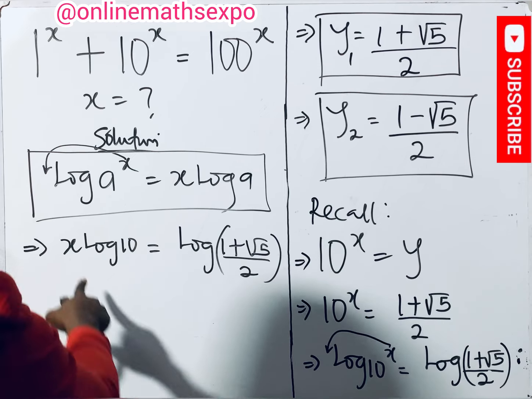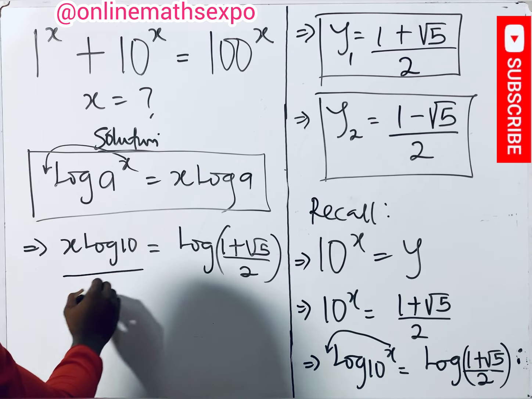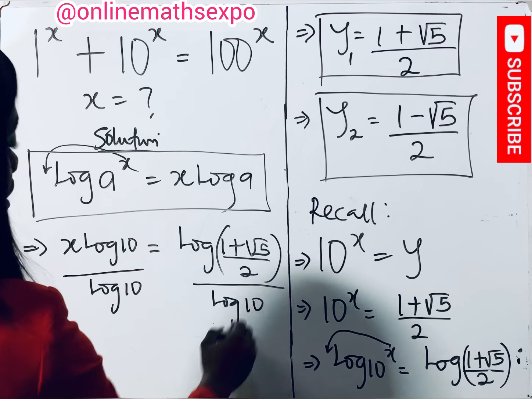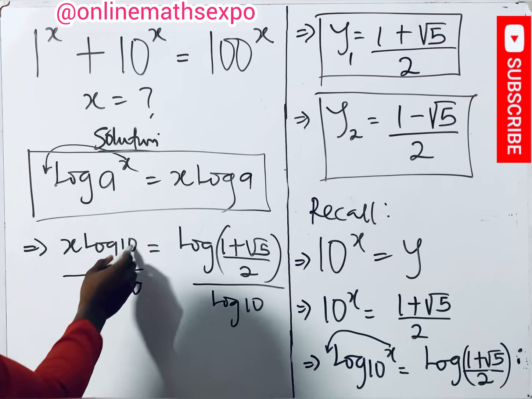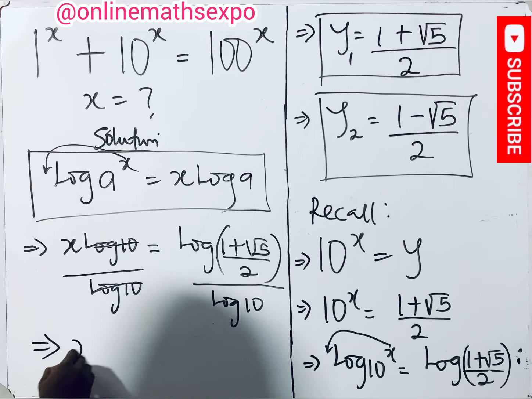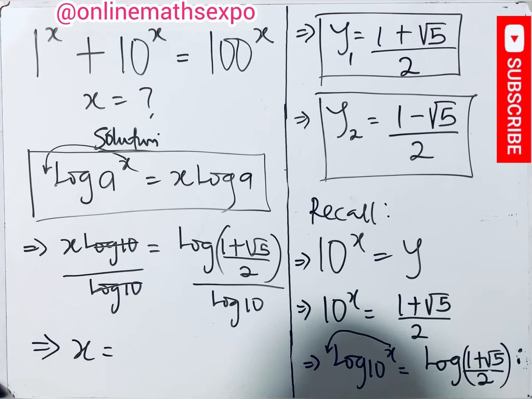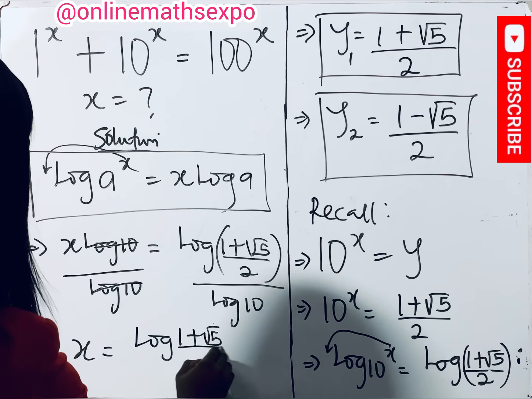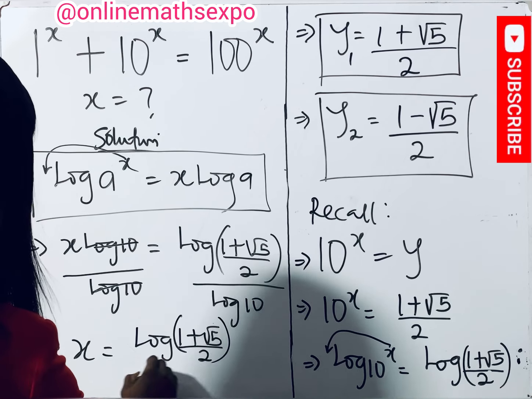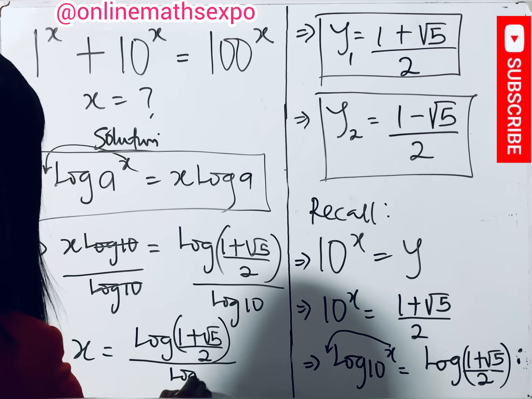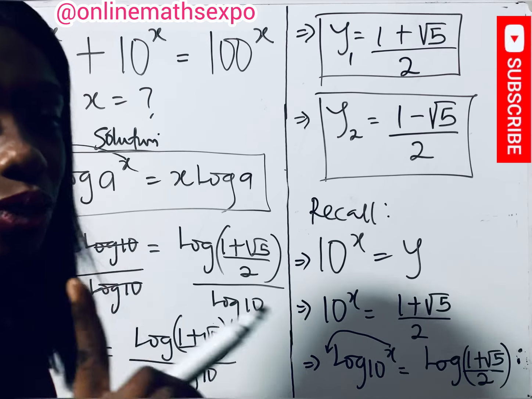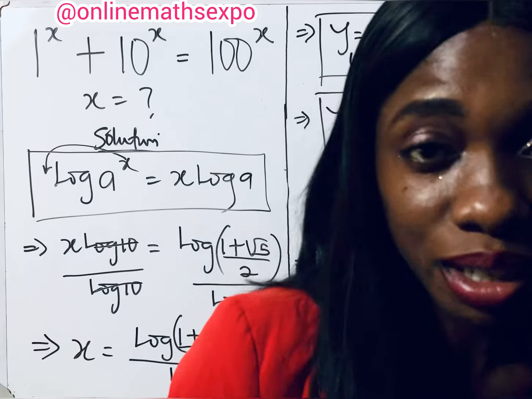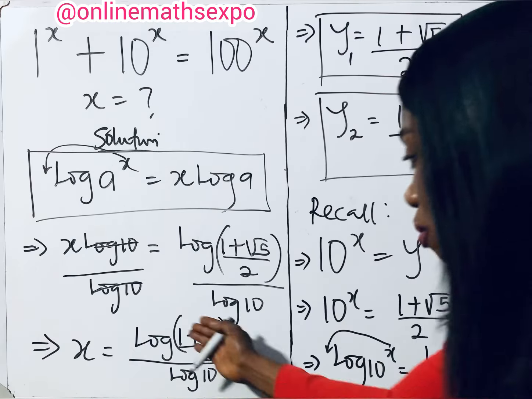Now what do we do? To get your x, you divide by this log 10. So you divide both sides so that the equation will be balanced. Did you see that? So this cancels this. And in that case, we have x is equal to log of 1 plus root 5 divided by 2, okay, all divided by log of 10. Now don't be too fast to conclude that this is your value of x. It's not yet simplified. Now let me show you how to simplify this.